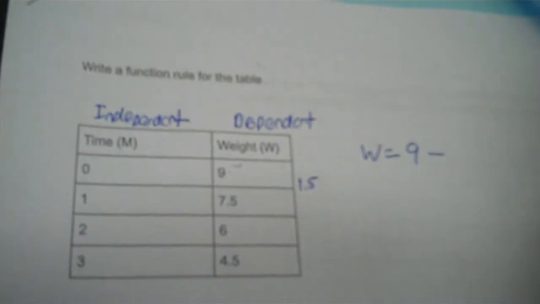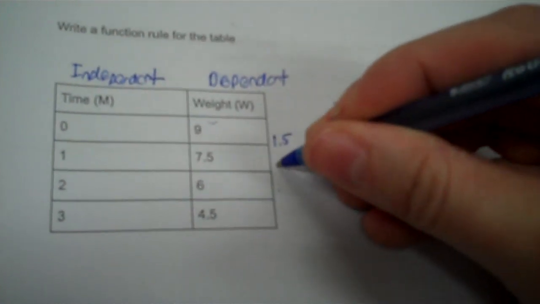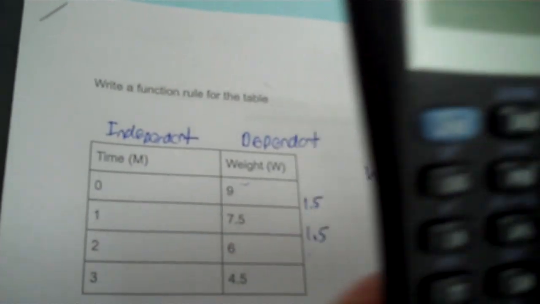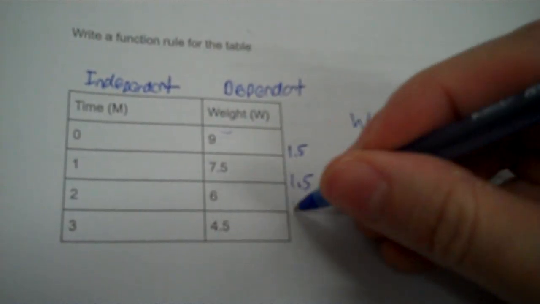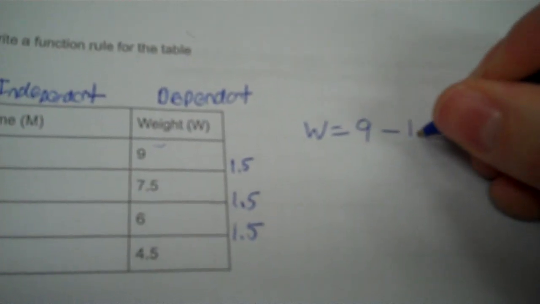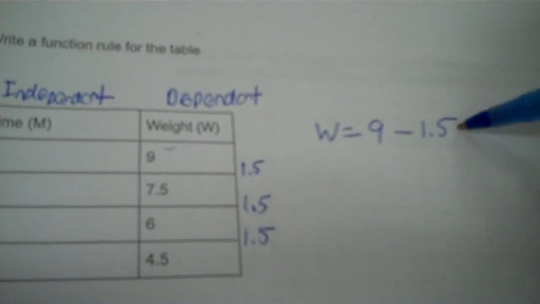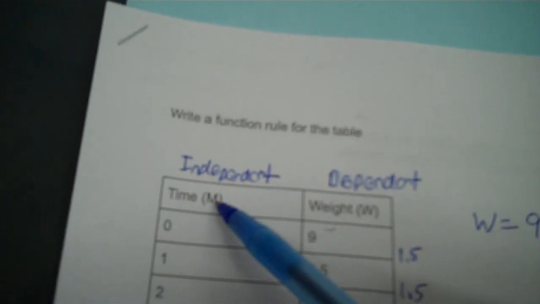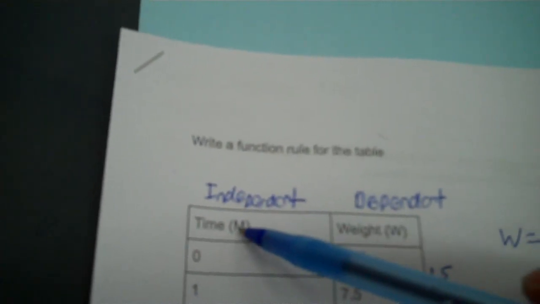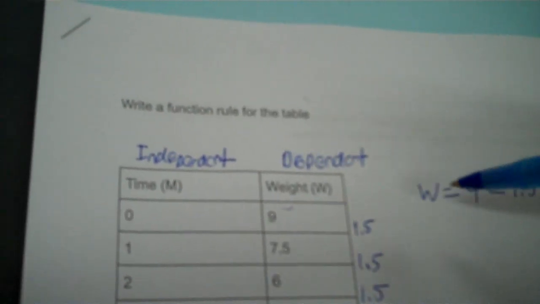Then I take 7.5 minus 6. I got 1.5. Then I go 6 minus 4.5, and that's 1.5. Okay, so I'm subtracting 1.5 every time. I can see that. Now, after the 1.5, I need to put my independent variable m, because it's dependent on how much time you have, so you put m there.